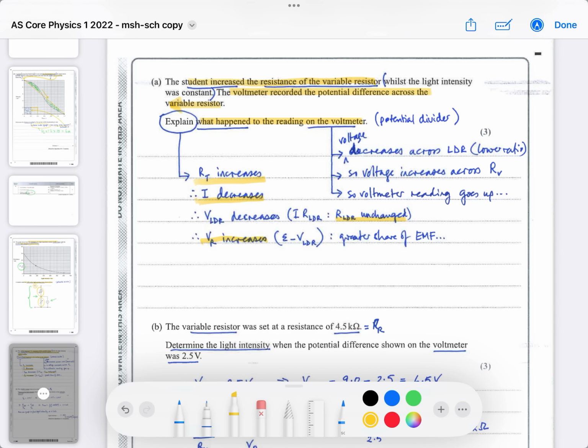So the resistance increases overall, therefore the current through the two resistors will decrease, and the proportion of the voltage between the LDR and the variable resistor is now different. The LDR gets a smaller share, and the variable resistor gets a larger share, so it gets a greater share of the EMF, which was 9 volts. So it gets a greater share of 9 volts because the student increased the resistance of the variable resistor. So the resistor with the higher resistance will get more voltage.